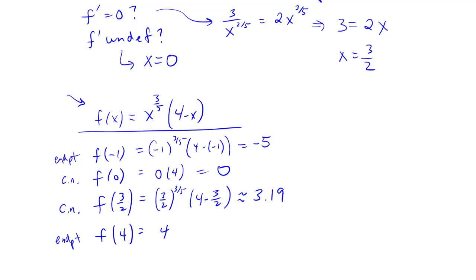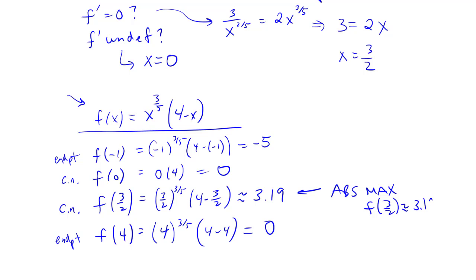And 4 to the 3/5 is not nice, but then we also have 4 minus 4 here, which is 0, so this ends up being 0. So now all we do is we go to the problem, and we go to the values that we have. Our biggest, there's our absolute max at f of 3/2, which is approximately 3.19. So that 3.19 is actually our absolute max. And there's our absolute min. F of -1 is -5. So -5 is our absolute min.